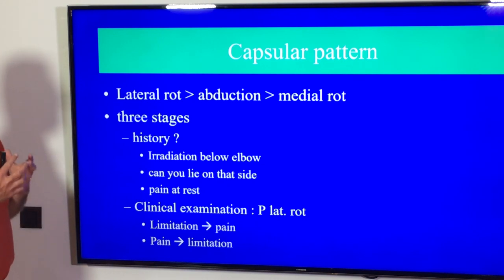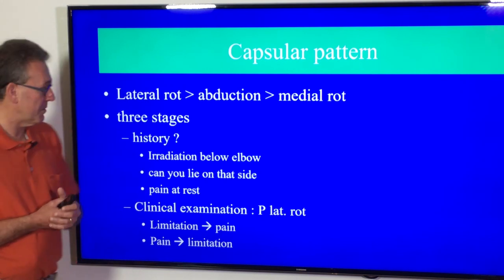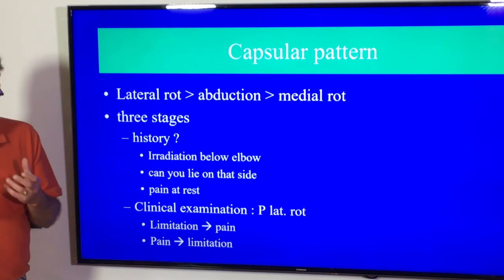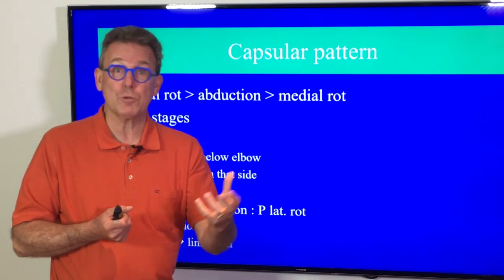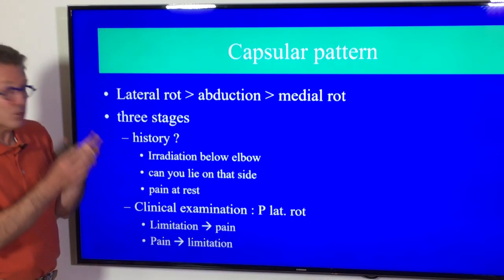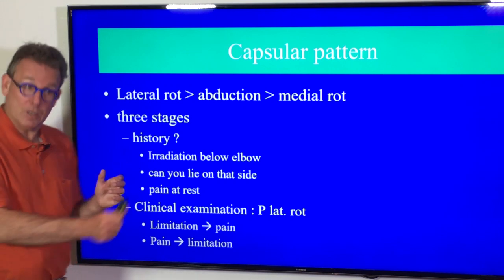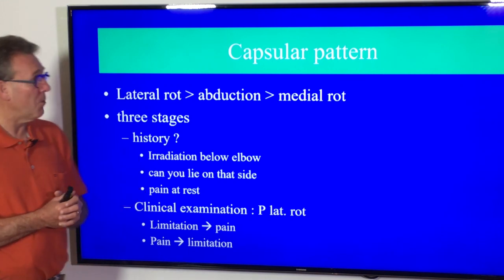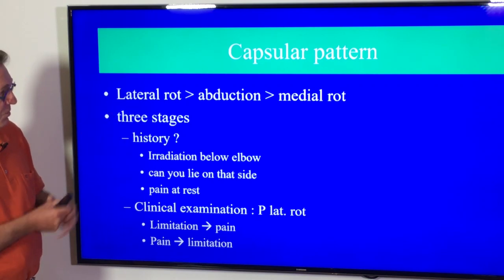What is the capsular pattern in the shoulder? We have a limitation of movement in lateral rotation, more limited than abduction, more limited than medial rotation. It's about the relation of the limitation. Could be a small limitation, could be a medium limitation, could be a big limitation, but lateral rotation is more limited than abduction. Glenohumeral abduction, remember, where we blocked the scapula, and abduction is more limited than medial rotation. So that's a capsular pattern.